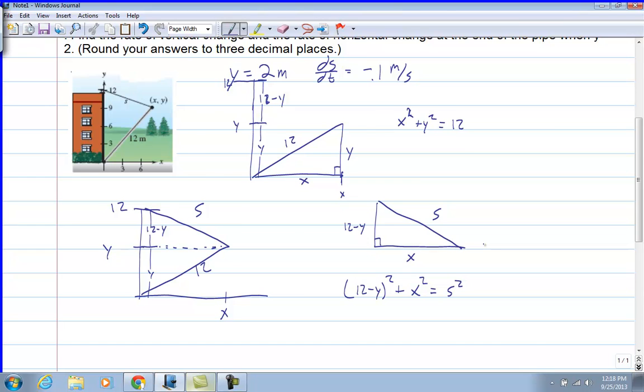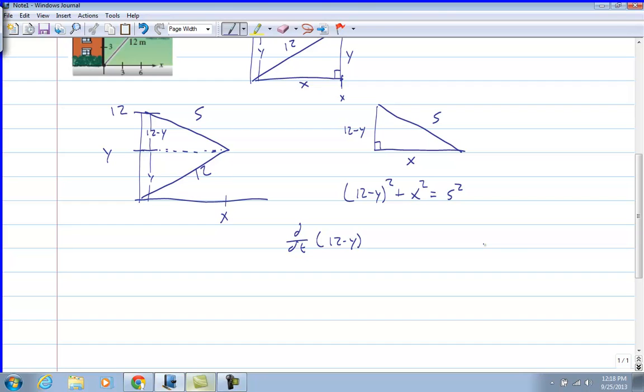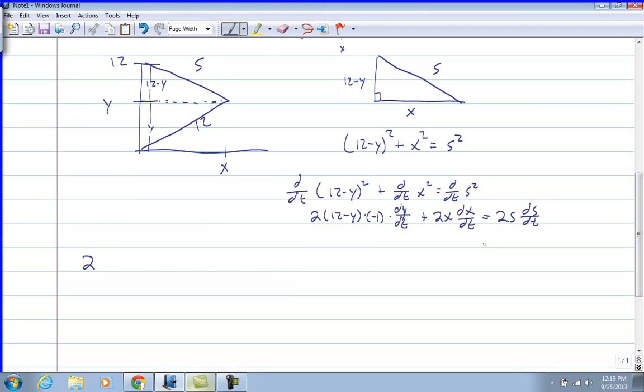Now if we're going to take the derivative with respect to time of (12 minus y) squared plus d/dt of x squared equals d/dt of s squared, we'd have 2 times (12 minus y) times the derivative of what's inside. The derivative of y is negative 1 times dy/dt, plus the derivative with respect to time of x squared is 2x dx/dt, equals the derivative of s squared, which is 2s ds/dt. I just rewrote the problem.